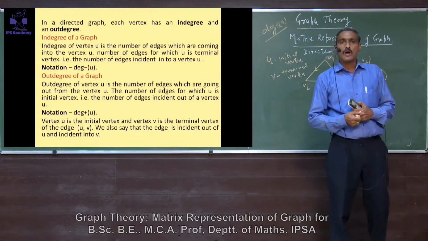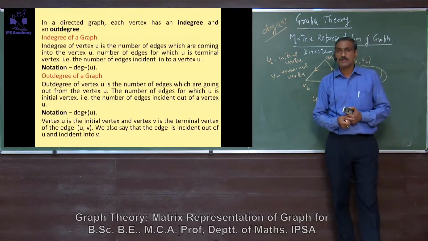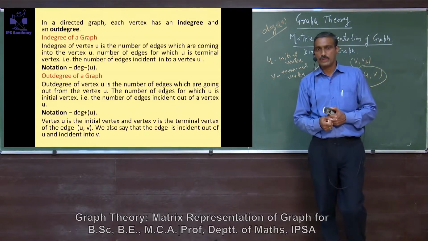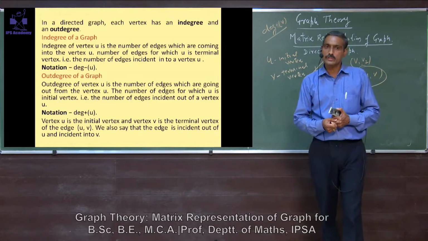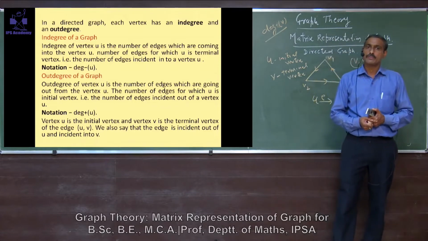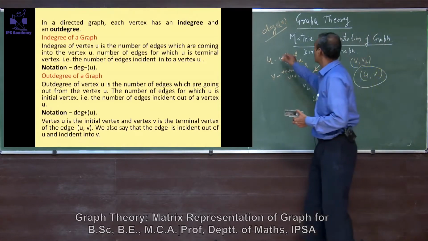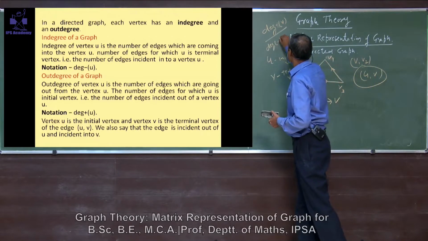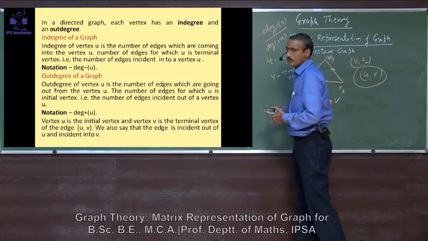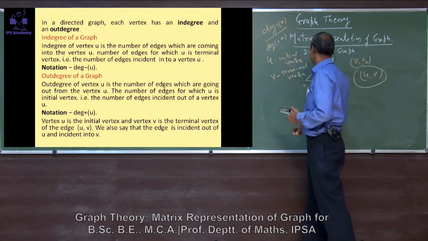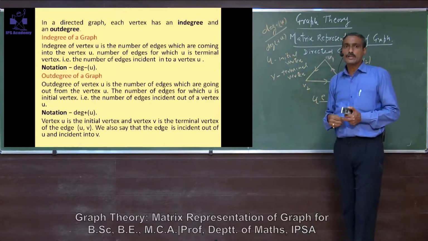Out degree of a vertex u is the number of edges which are going out from the vertex u. The number of edges for which u is the initial vertex, that is the number of edges incident out of a vertex u. The notation is denoted by degree of plus u, or degree of minus u. Okay, so this is the in degree and out degree.